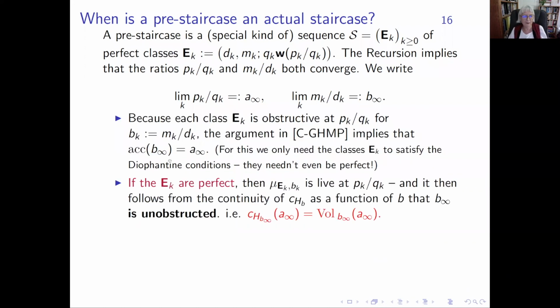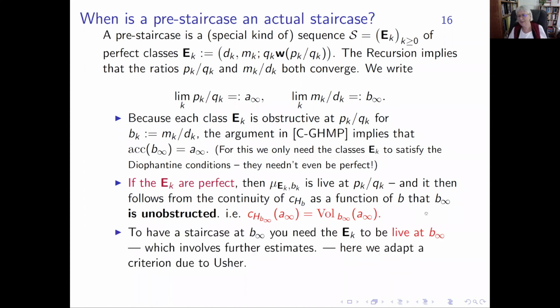And then if the EK are perfect, then we know that these classes are live at the center points. And therefore, that means that CHB at BK is given at PK over QK by this value, which of course is very small. It's very close to the volume. And therefore, just by continuity, it's very easy to see: if you know the classes are perfect, then this B infinity is unobstructed. That's just sort of immediate.